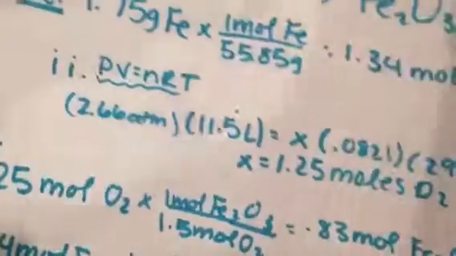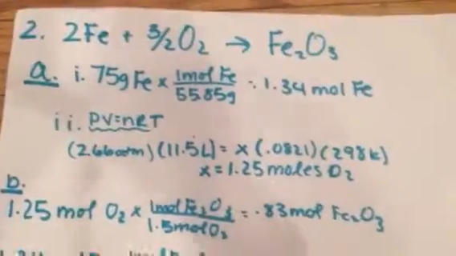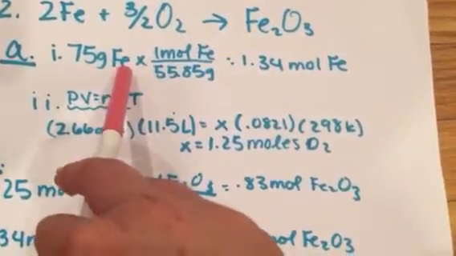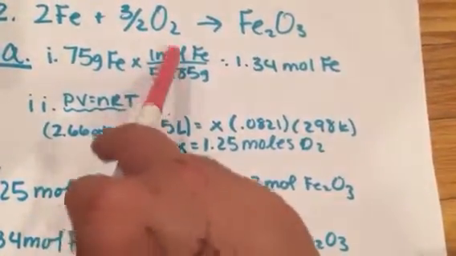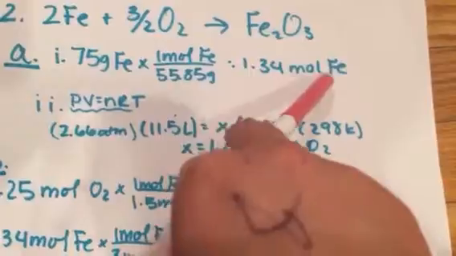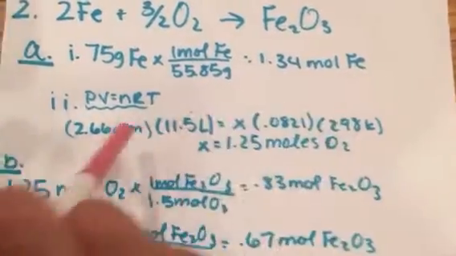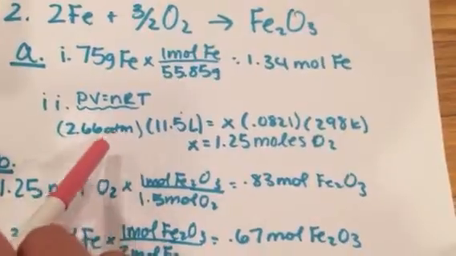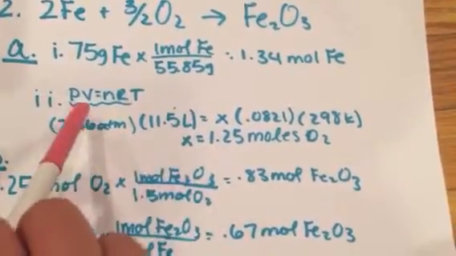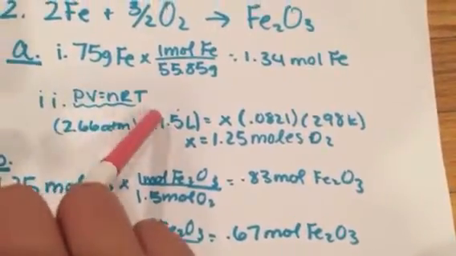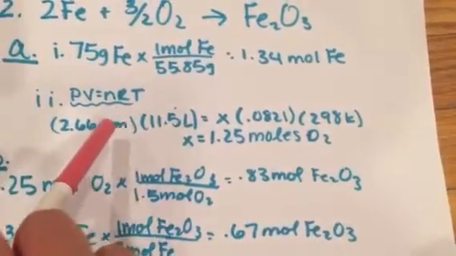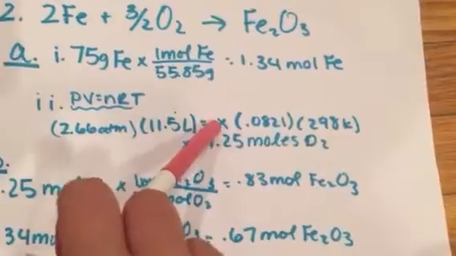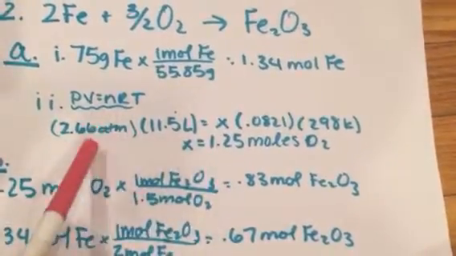So we're going to look at that part right here. So we're going to use the 75 grams of iron that it gives us, and we're going to convert it into moles. It's going to give us 1.34 moles of iron. But for part 2, when we're looking for the moles of oxygen, we're going to use the ideal gas law, PV equals nRT, to find it. And in the question, it gives us all of the values that we need except moles. So that's going to be our X, our unknown.